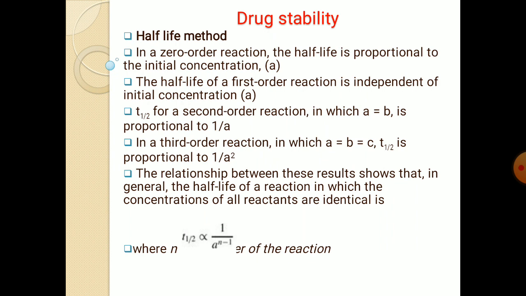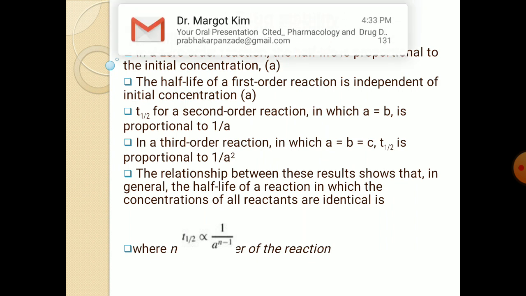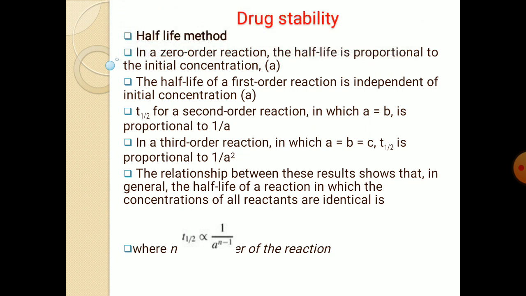And T half for second order, in which A is equal to B, is proportional to 1 upon A, that is, inversely proportional to the concentration. And finally, in case of third order also, the T half is proportional to 1 upon A square. So these are certain generalizations, but we can have a common relationship between these results, that is, the half-life of a reaction in which the concentrations of reactants are identical can be given by T half is proportional to 1 upon A raised to n minus 1.